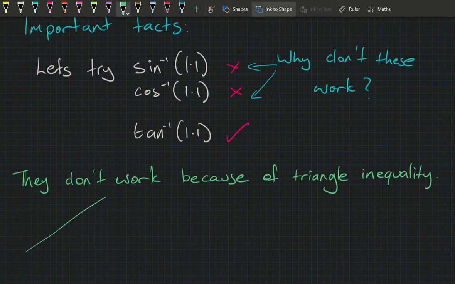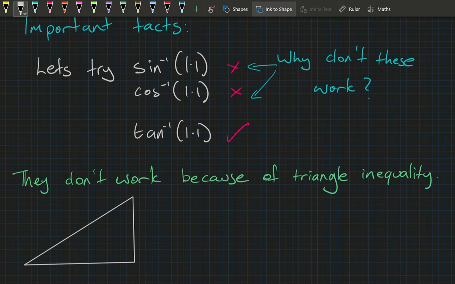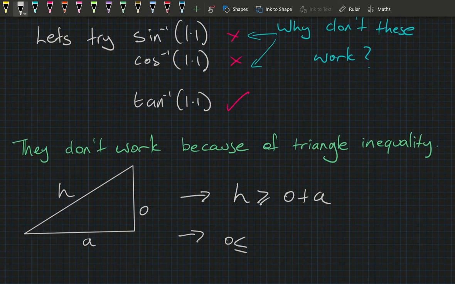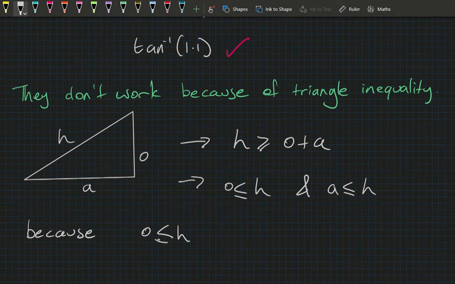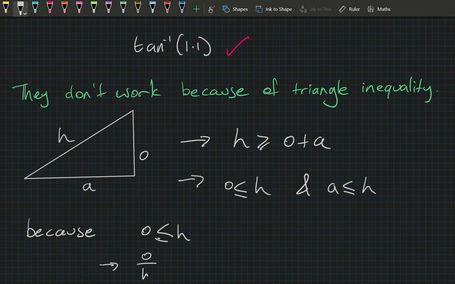So if you've got a right angle triangle with side lengths A, O, and H, then the length of the hypotenuse has to be less than or equal to the length of the opposite plus the adjacent. But at the same time, the opposite has to be less than or equal to the hypotenuse, and the adjacent has to be less than or equal to the hypotenuse. So because the opposite is less than or equal to the hypotenuse, if I divide both sides by the hypotenuse, that means that opposite over hypotenuse has to be less than or equal to 1.